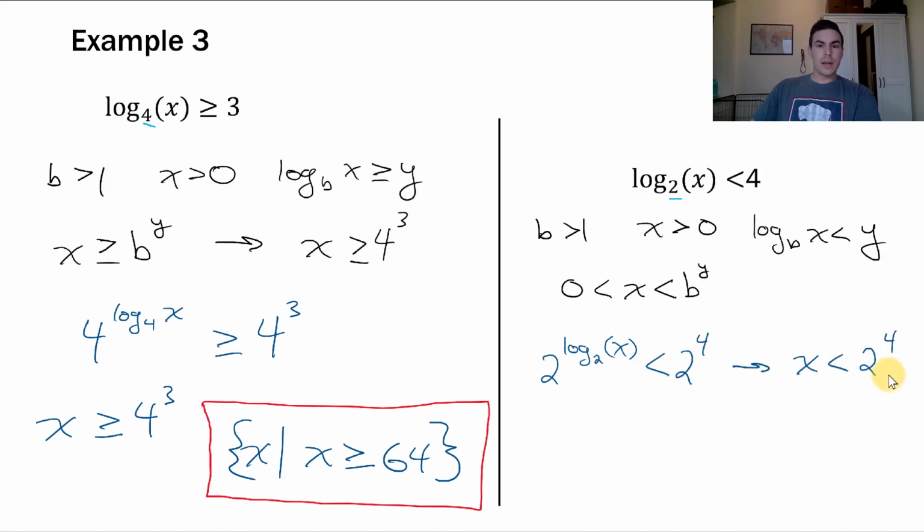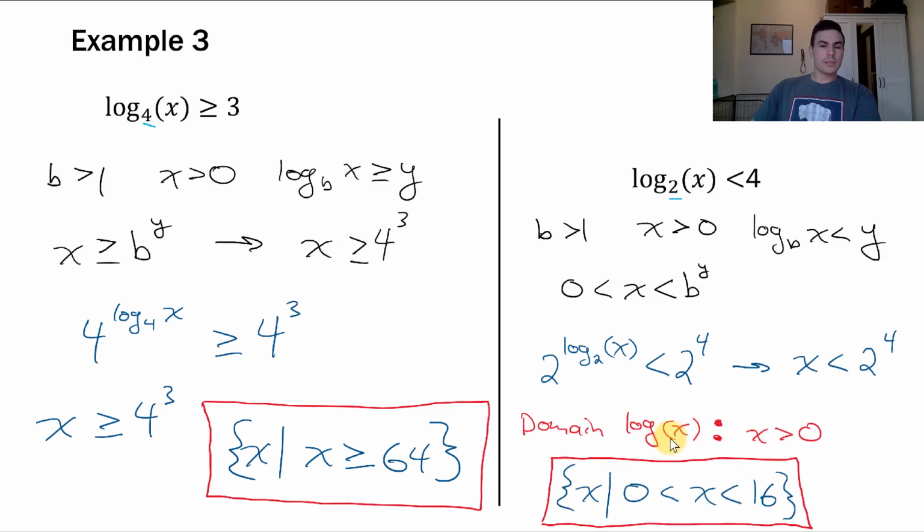Now be careful because we are not done here, and why is that? Because this inequality solution includes values that are negative, and our domain for log of x is x greater than 0. So I need to keep that in mind, and that's why we have 0 is less than x is less than b raised to the y. That's why we have that here, because of this domain constraint for our log of x. So our final solution is going to be 0 is less than x is less than 16.